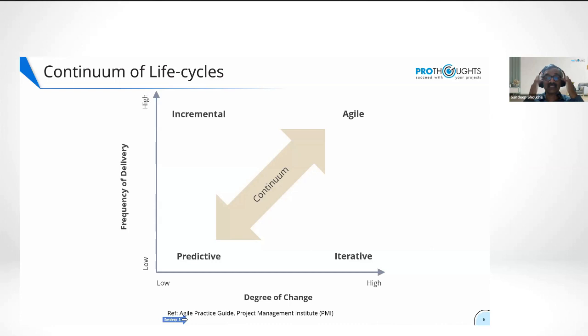This picture is there in the Agile Practice Guide. What does this say? There are two things: how frequently you deliver the product and how much change there is. Right? If you don't have a lot of change and you deliver only once at the end, it's better to use what PMI calls predictive methods. Software people call it waterfall. Sometimes we use the word traditional, whatever word you choose to use, it's up to you. Predictive.